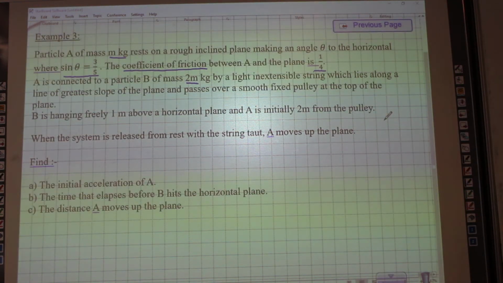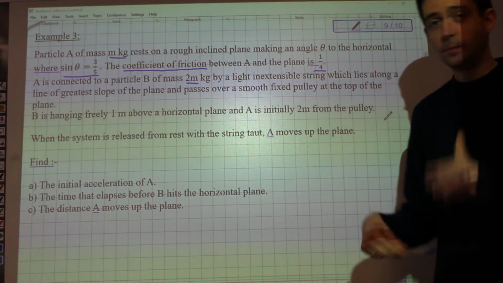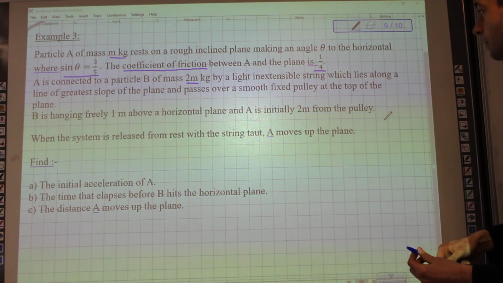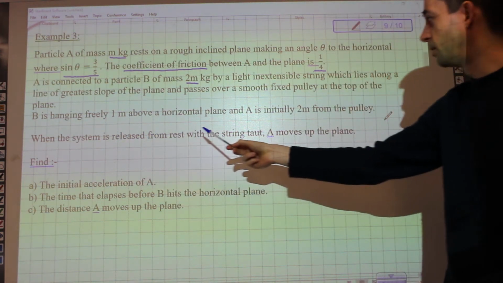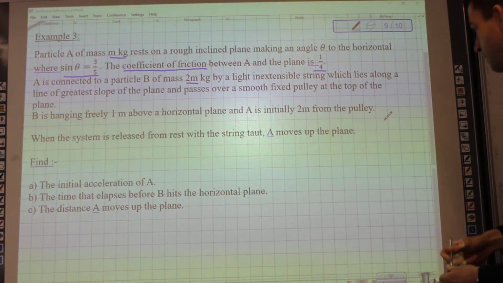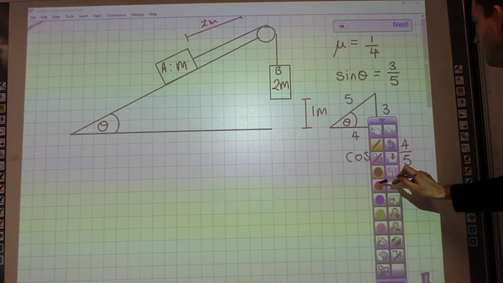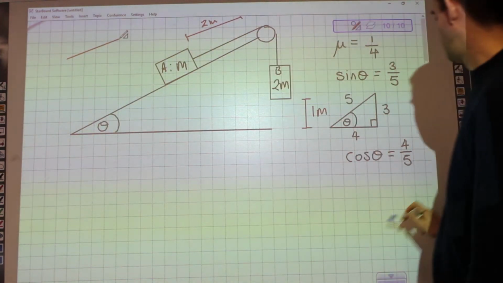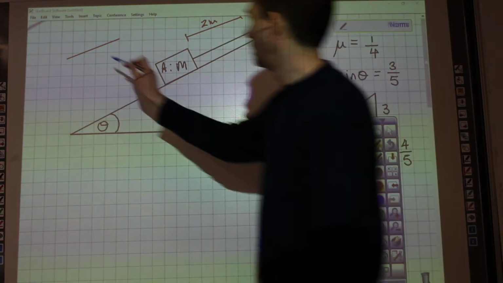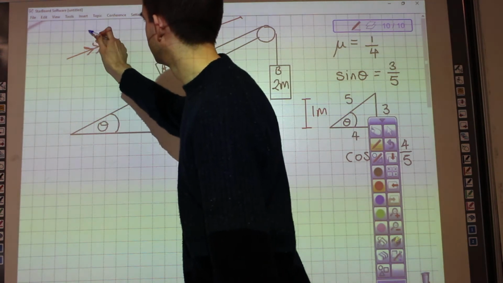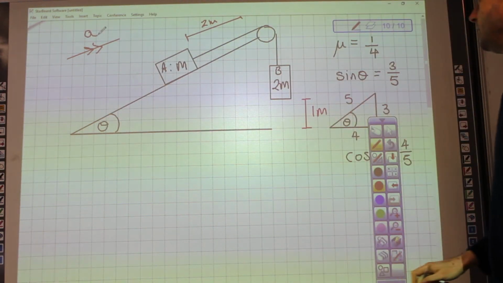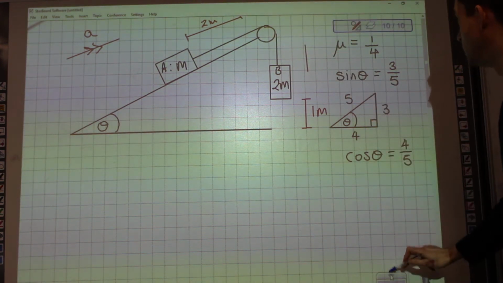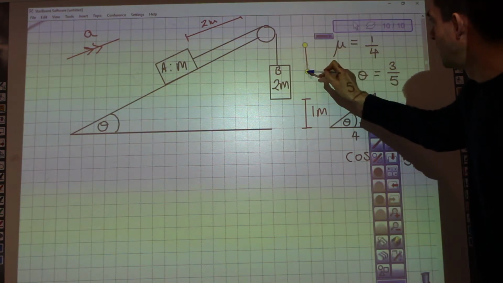And then what we need to find out is what way the system is moving, because as I mentioned before, that is going to determine the direction of friction, which is very, very important. So when the system is released from rest with the string taut, A moves up the plane. Right. So let's get our acceleration arrows on here for A moving up the plane. And if A is moving up the plane, that means that B must be moving down.